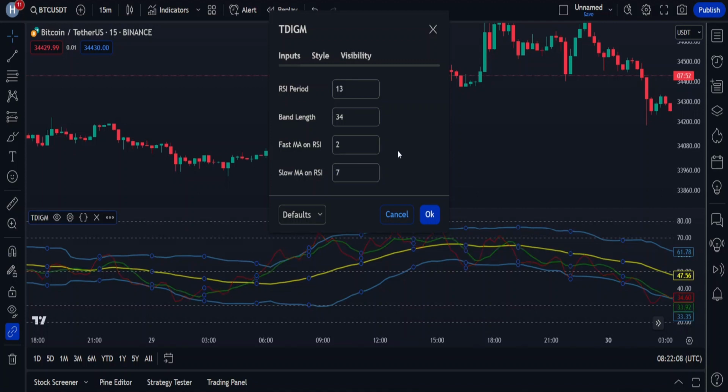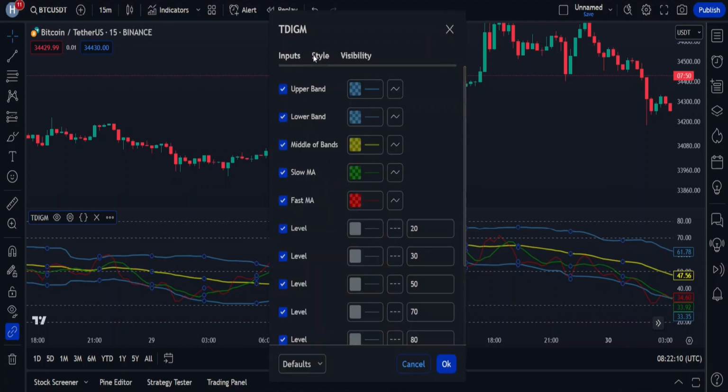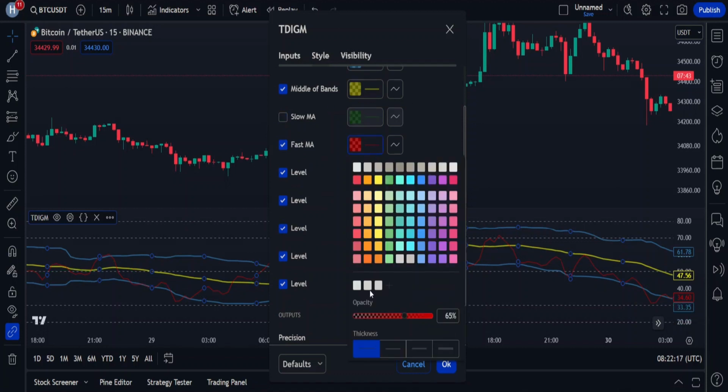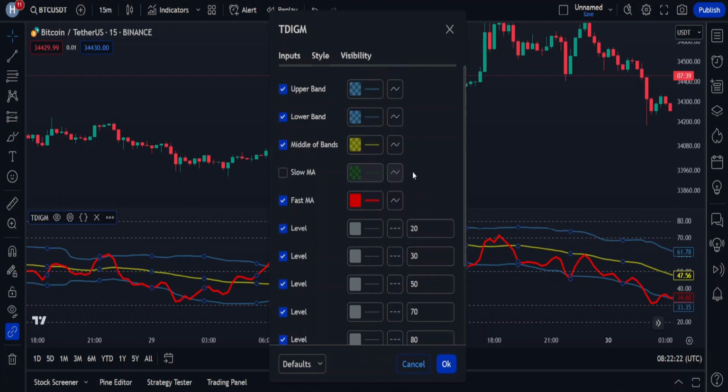Now let's also change the style settings of the indicator. Click on the Style tab. After that, disable the slow EMA. You can also change the opacity and saturation of the lines to make them easier to see. That was all that we needed to do. Now let's take a look at how the indicator can be used to enter into positions.